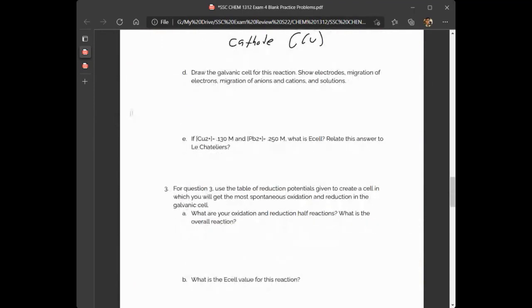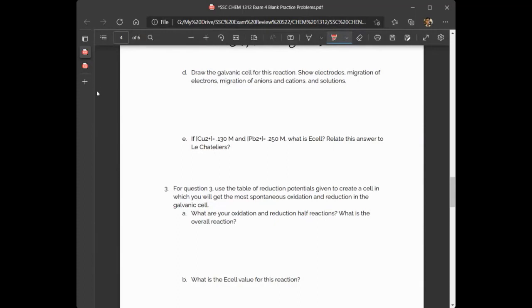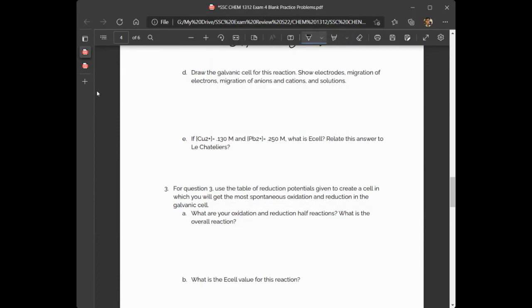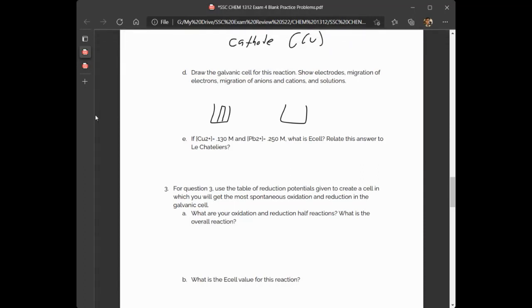Next is D, right? Draw the galvanic cell for this reaction, show the electrodes, and so on. So we have the anode here. The anode is made up of Pb. What's in solution is going to be Pb2+. It will give the electrons here to power that up. And then on this cathode, we would have the Cu2+, right? On this one, and then that will be turned to Cu. Like that. Okay.